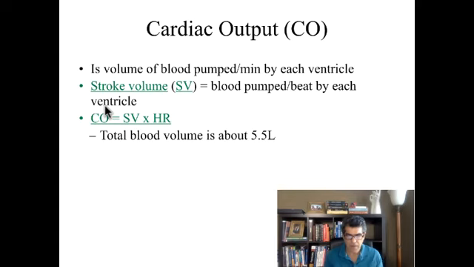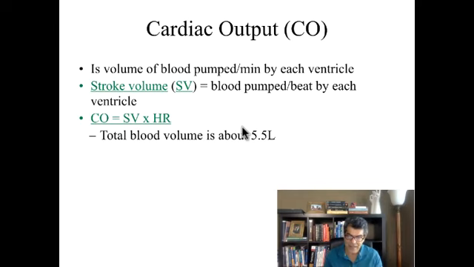But why is it 5.5 liters? Why is it not 6 liters? Why is it not 9 liters? Why is it not 3 liters? Well, the answer is this amount of blood, 5.5 liters, is going to give me enough oxygen that my cells can survive. I don't need more than that. Why do I have to provide more oxygen to cells when they are not using it?